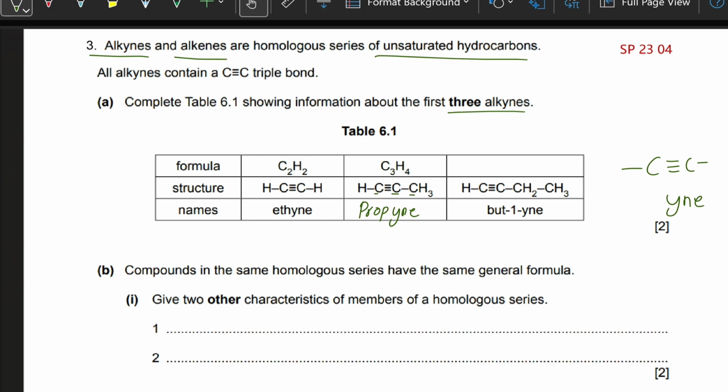Here you have to write the formula. So just count the number of carbons. 1, 2, 3, 4. And hydrogens are 6.